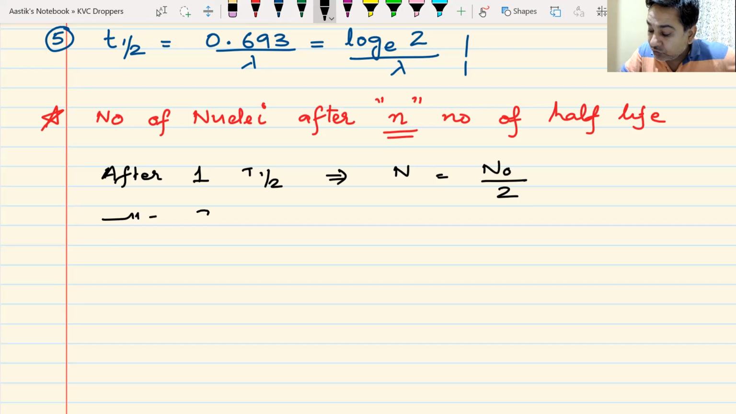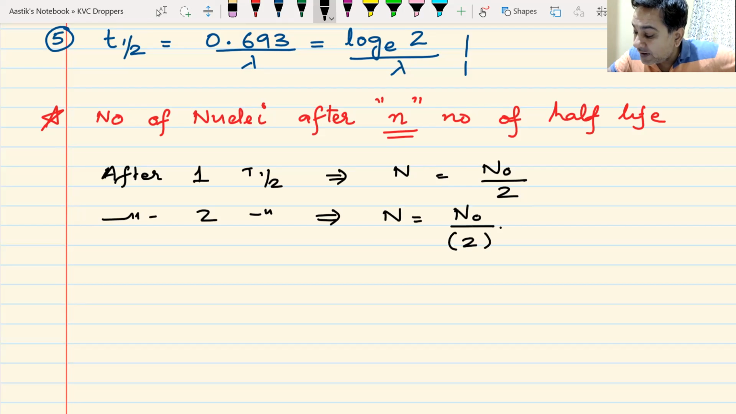After two half-lives, it will become half of this, yes or no? Yes, sir. Half of this is half of N naught by 2. Half of N naught by 2 becomes N naught divided by 2 raised to the power 2. Do we understand this? Yes, sir.